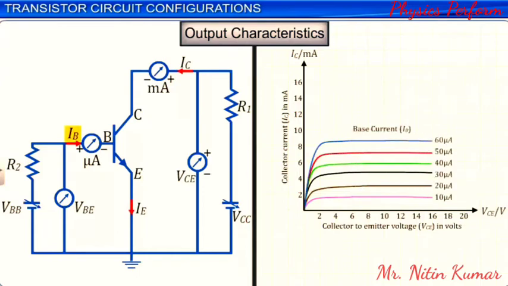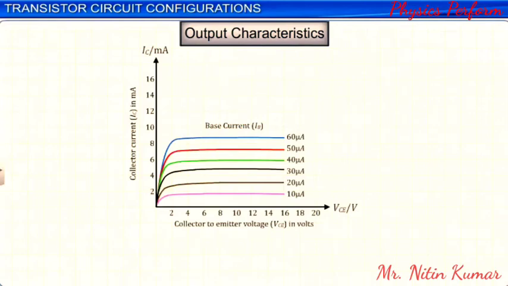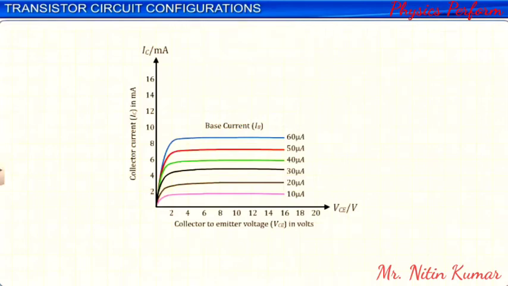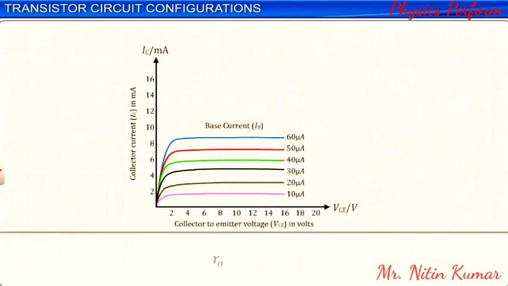The output characteristics can be used to calculate the output resistance. The output resistance, RO, is defined as the ratio of the change in the collector emitter voltage, delta VCE, to the change in the collector current, delta IC, at a constant base current, IB. Since the base collector junction is reverse biased, the output resistance is very high and is of the order of a few hundred kilo ohms.